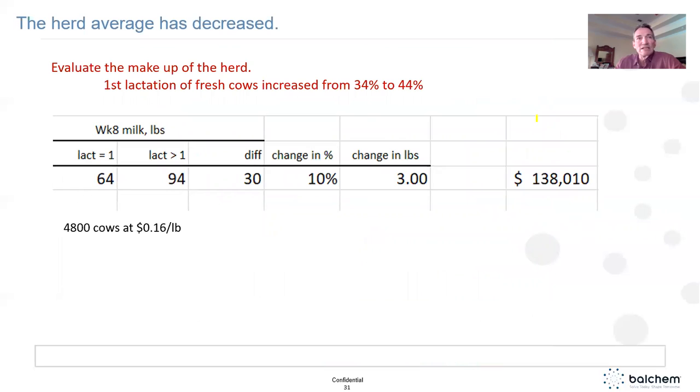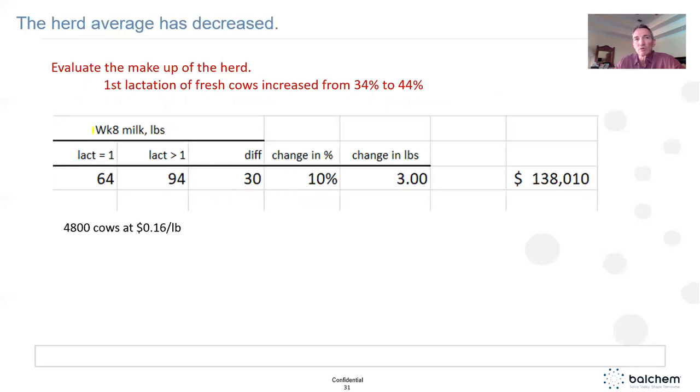Okay, we've got about another minute here or so. I've got 2 more slides to finish up with. Let's say you go to a dairy and they say the herd average has decreased in the milk tank. Well, one thing you could evaluate through the records is the makeup of the herd. This dairy I looked at, for instance, first lactation of fresh cows increased from 34% to 44%. I knew they were trying to grow the herd, so it was almost obvious, but still sometimes the dairyman forgets about it. You've got to remind them.